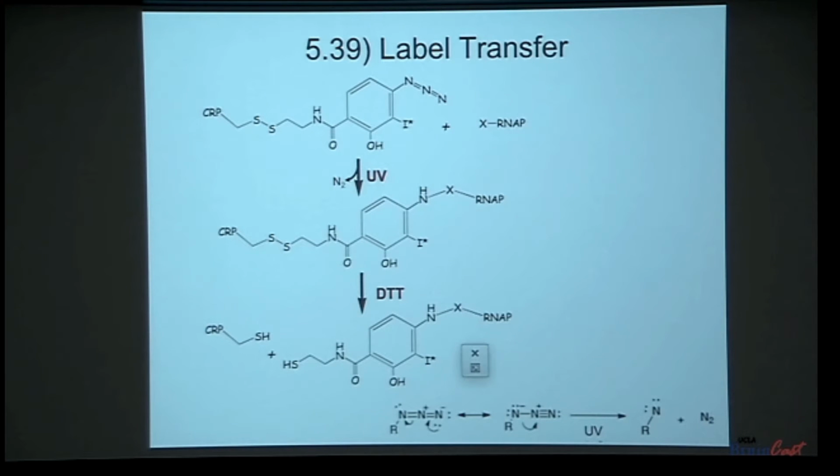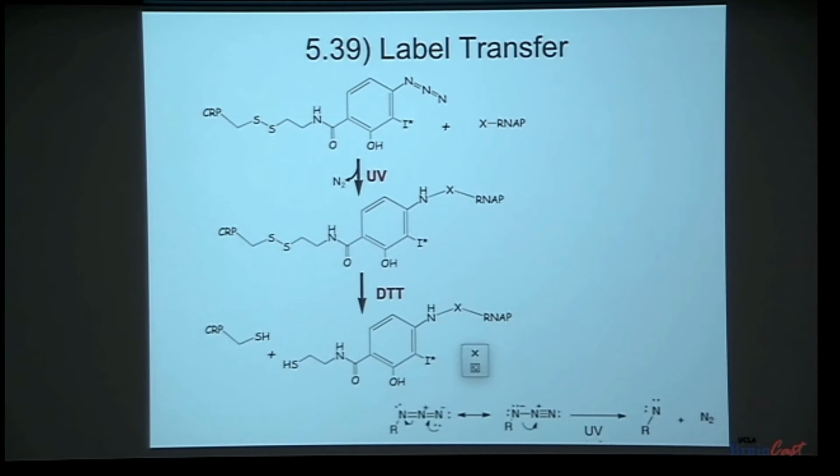In order to transfer the label, we need to break the linkage between CRP and the labeled residue. And so how do we do that? We need to break this disulfide bond. And you should all actually know how to break disulfide bonds because it was an important step in one of the experiments that you read about for discussion this week. You can just treat with this reducing agent called DTT. You'll cleave this disulfide bond. And now you've transferred the label from CRP to RNA polymerase.